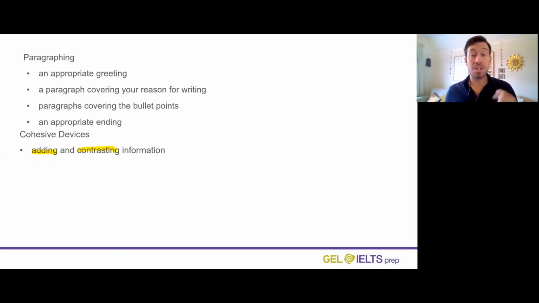Contrasting would be using the linking word but. So you could say, I had a great time, but the weather was awful. That would be contrasting.